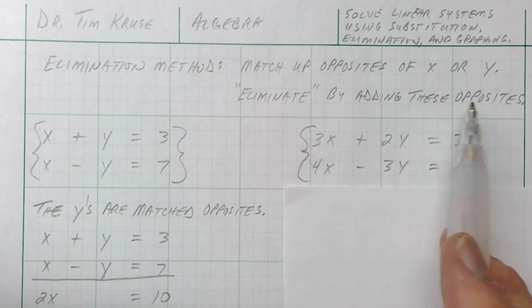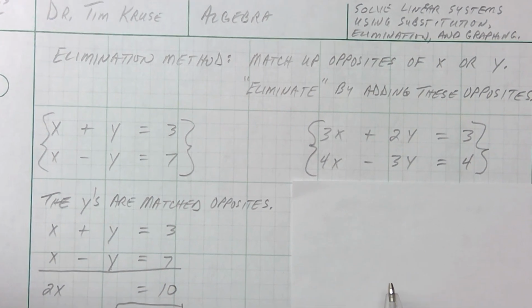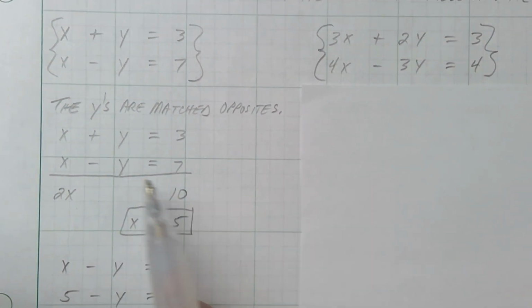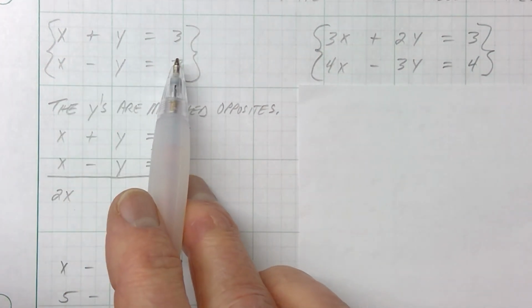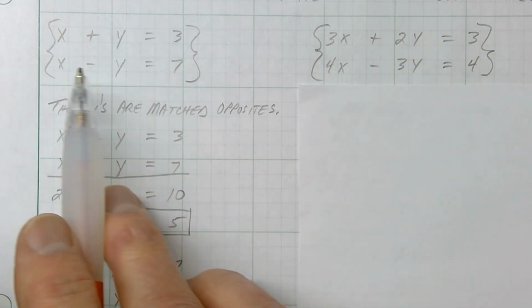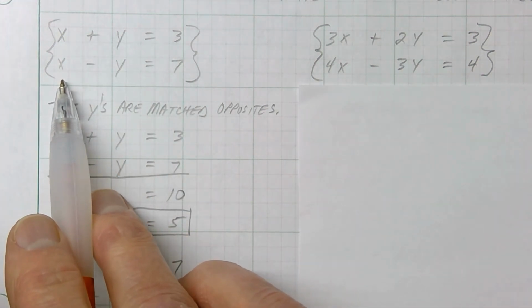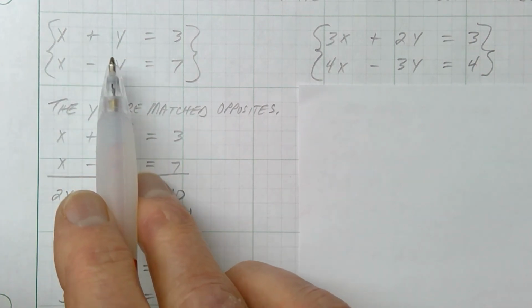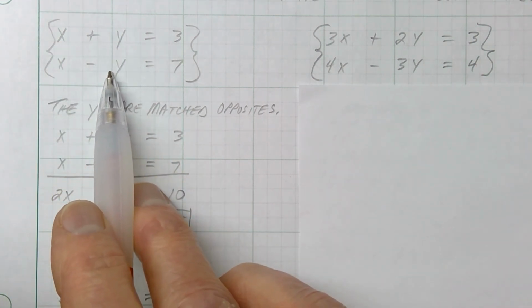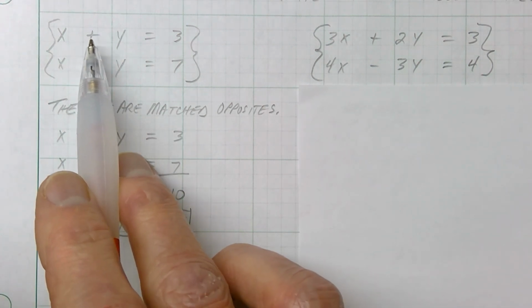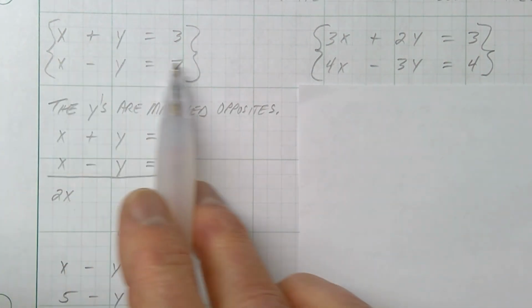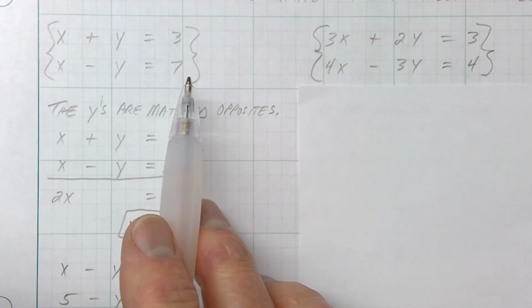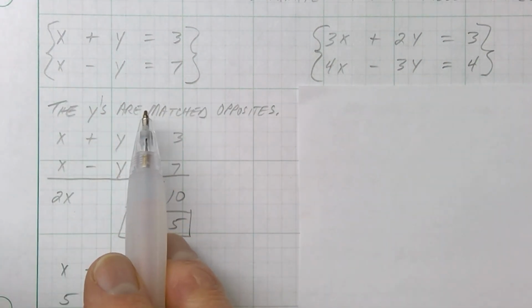If I add opposites, I get 0. That's called elimination. Over here, this first system that we dealt with is already set up nicely. Now my x's match, but they're not opposite signs. They're both positive. My y's match. See, it's 1y, and that's also 1y, so they match. And they're opposite signs. This guy is ready to go. I don't have to do anything.